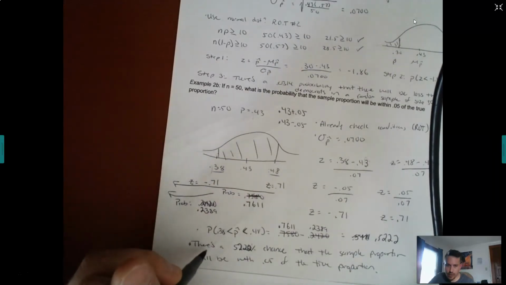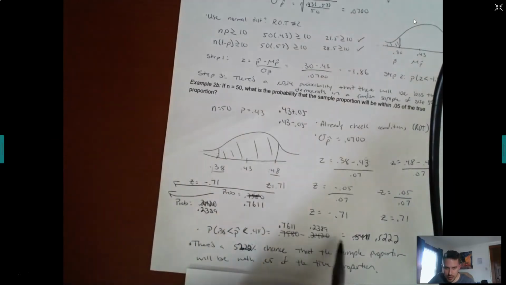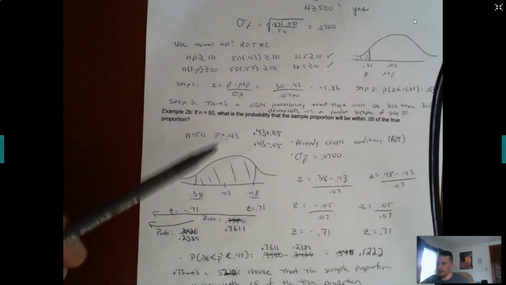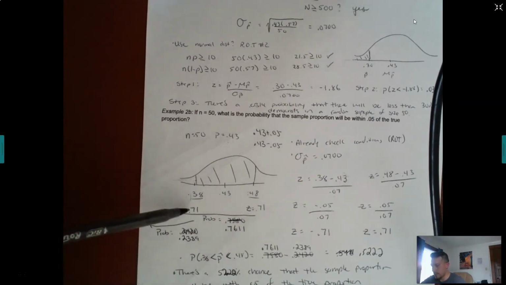Okay. So, answer the question. There's a 52.22% chance that the sample proportion will be within 5% of the true proportion. So if I take a sample of 50 people in the state of Arizona, there's a 52.2% chance that my sample will have between 38% and 48% Democrats. Again, how accurate is our sample? That is what all these questions will be asking. So there's kind of 3 examples of what you're going to be doing on Khan Academy.